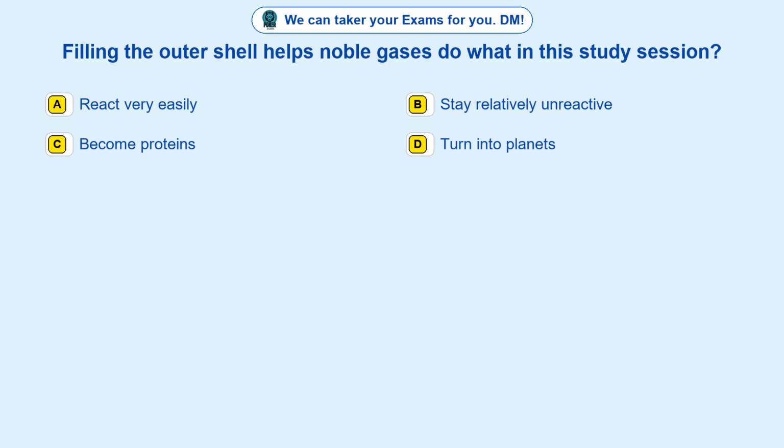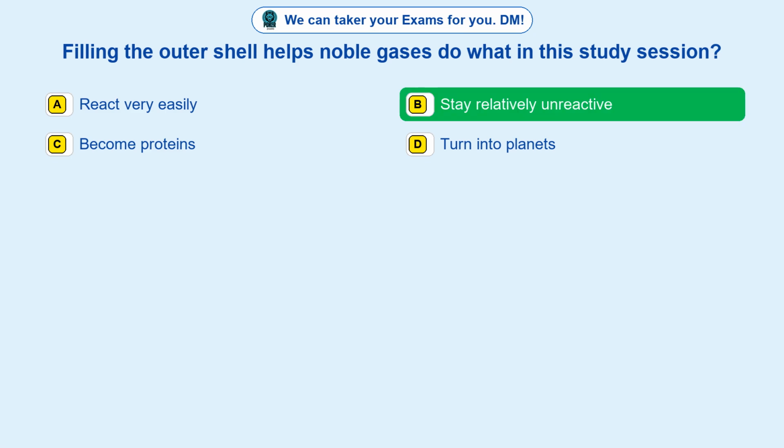Question 41. Filling the outer shell helps noble gases do what in this study session? Option A, react very easily. Option B, stay relatively unreactive. Option C, become proteins. Option D, turn into planets.